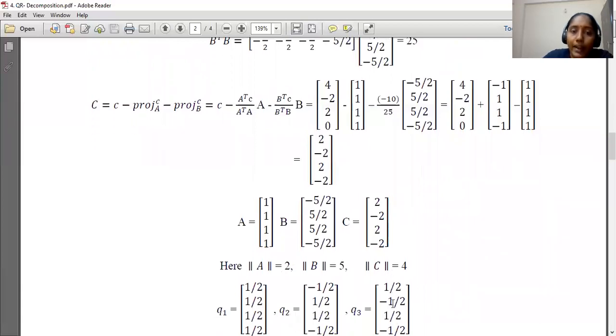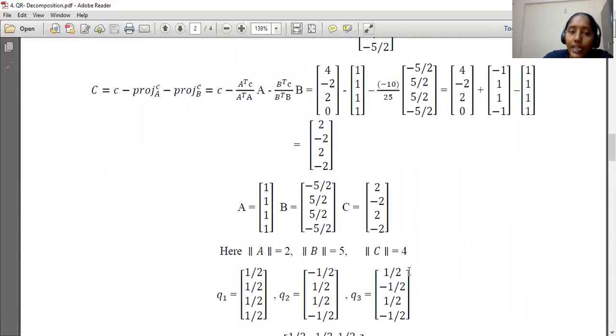Now after finding the orthogonal vectors, normalize those vectors. That is, norm A equals the square root of 1 plus 1 plus 1 plus 1, that is the square root of 4, which is 2. Similarly, norm B is the square root of (5 by 2) squared plus (5 by 2) squared plus (5 by 2) squared plus (minus 5 by 2) squared, which is equal to 5. Similarly, find norm C, which is 4.